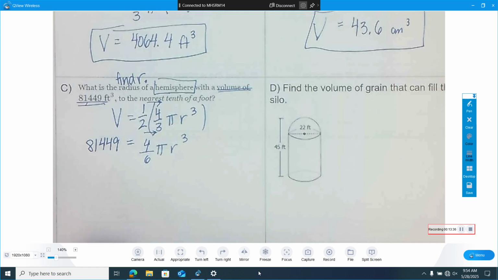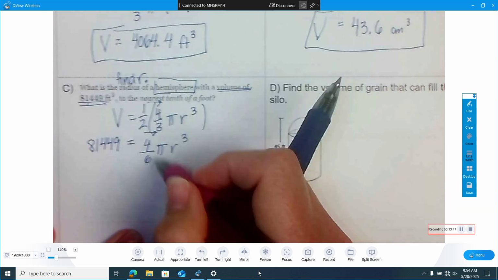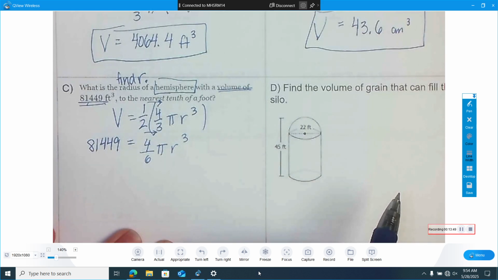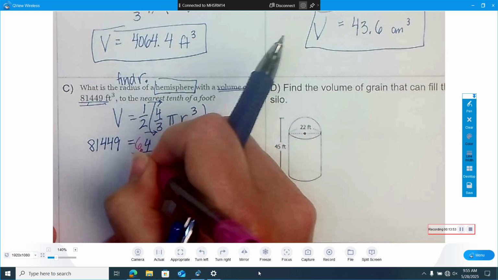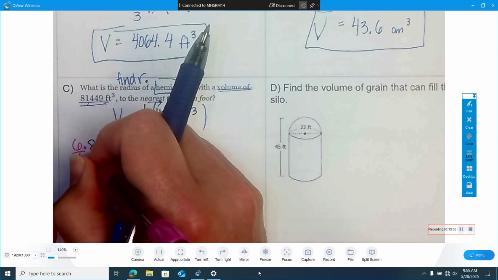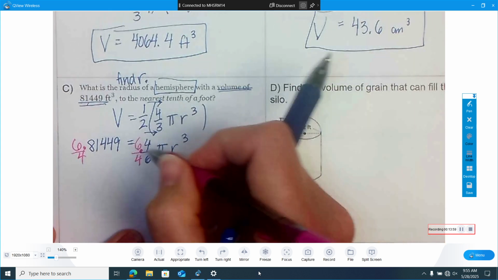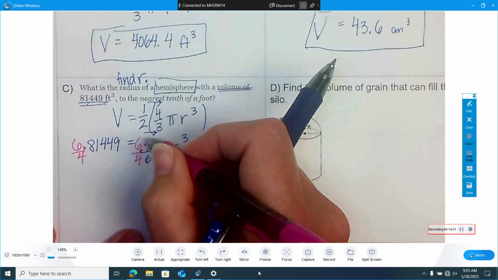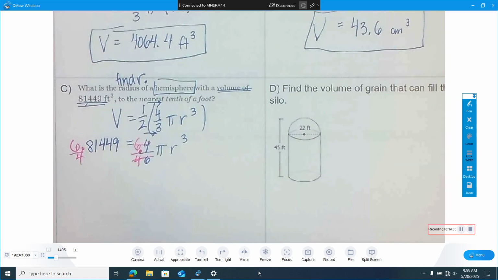How do we solve? How do we get r by itself? I'm going to take it one at a time. How do I get rid of this fraction 4/6? Multiply by 6/4. Okay, I'm going to do that first just because in my calculator that's going to be a little bit nicer. Multiply by the reciprocal. If I multiply 6/4 times 4/6, I'm going to get 24/24, which cancels out to 1.